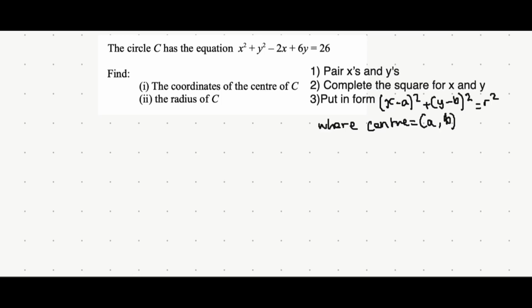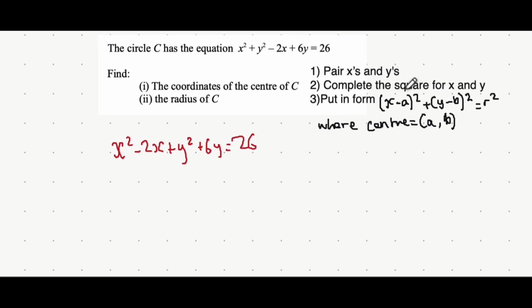Have a look at how to get to the equation of a circle when an equation is given in this format here. So I've written out a few steps that we're going to follow. Step number 1, we're going to pair together the x terms and then the y terms. So pairing the x terms, we have x squared minus 2x. Pairing the y terms now, we have y squared plus 6y, and that's equal to the right hand side, 26.